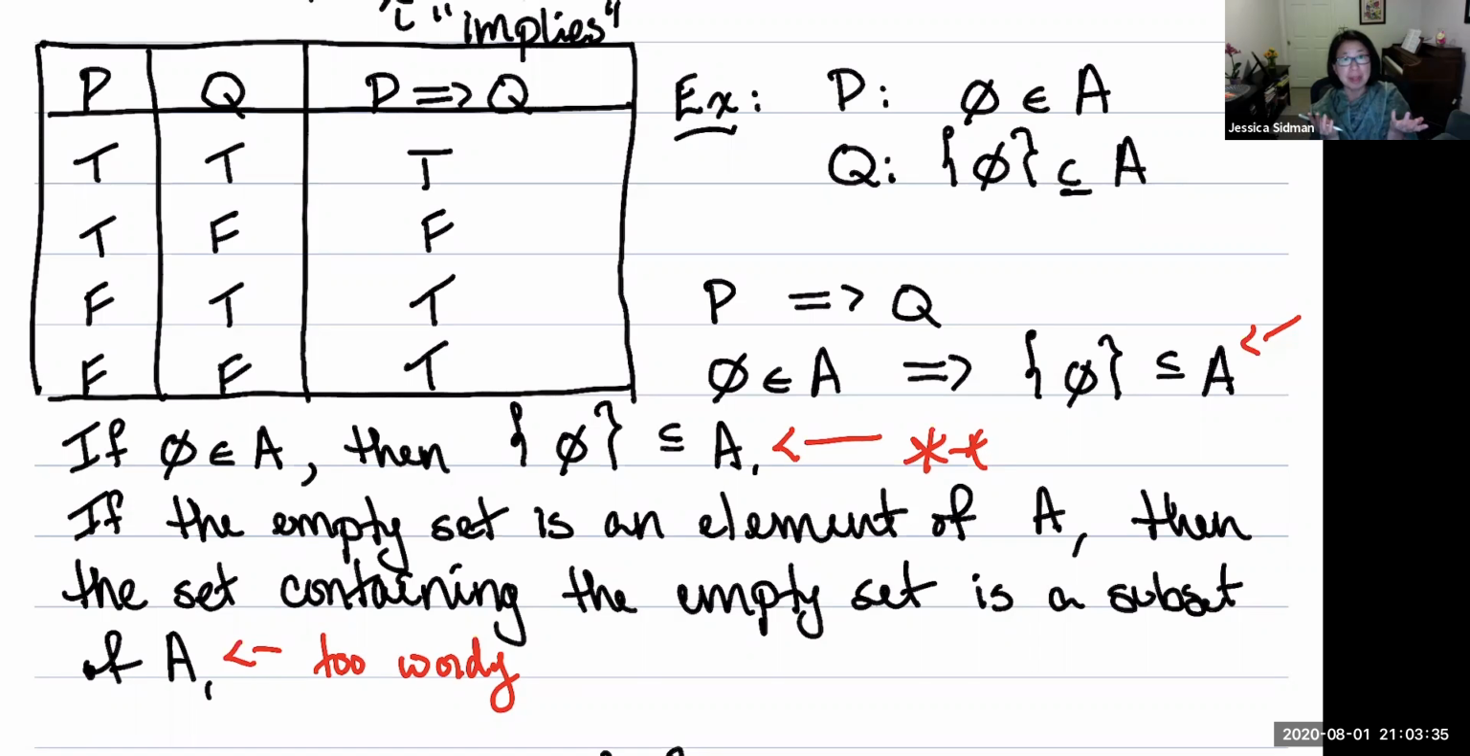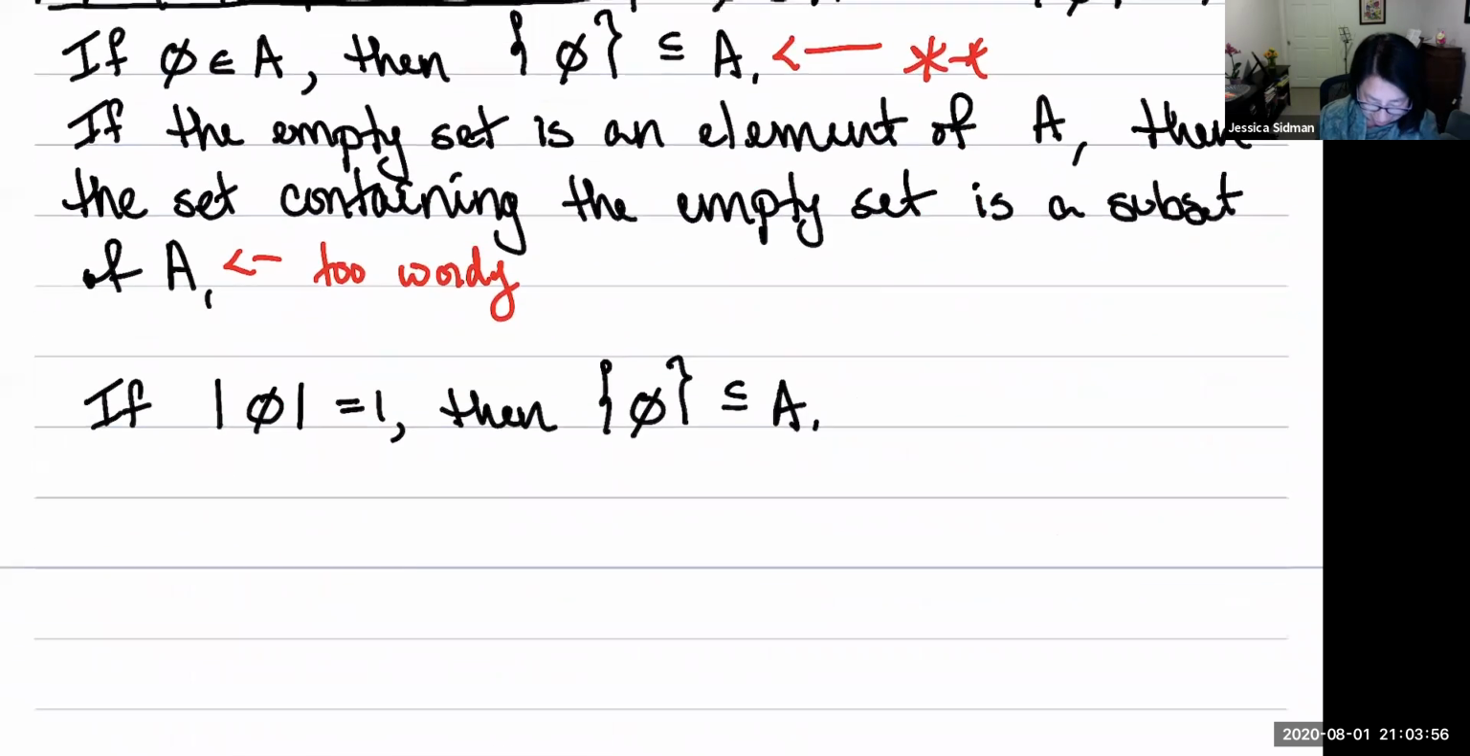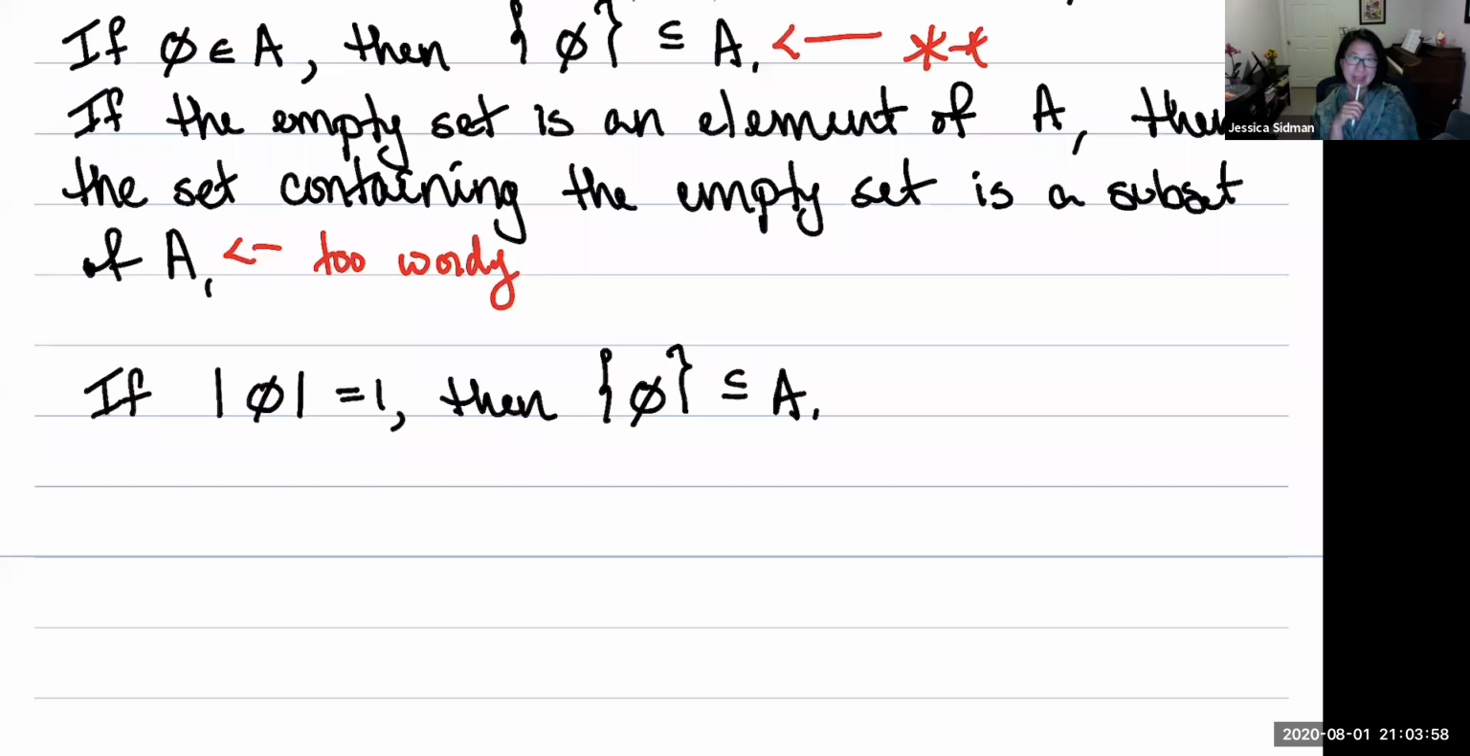So you can pause and think about it for yourself. It's true, right? Because if the empty set is an element of A, well, when I think of all the possible subsets of A, one of the subsets is I can take the set containing just that element. So that original statement is true. So I'm going to say this is true.